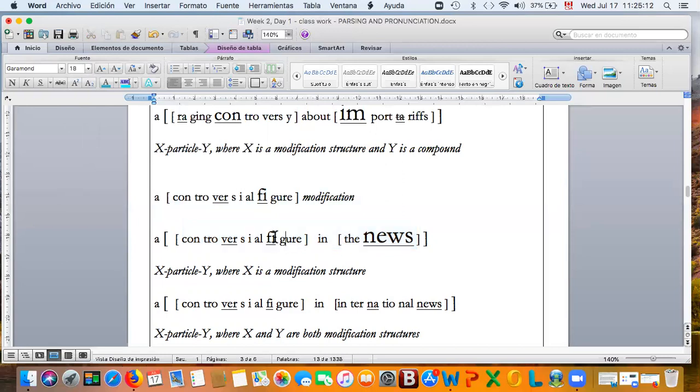As I mentioned before, when we have this situation, we like to reverse the accent pattern in that first member, the X in this case, right? Giving us a middle, low, high, a controversial figure in the news. He happens to be a controversial figure in the news. Say it with me. He is a controversial figure in the news.